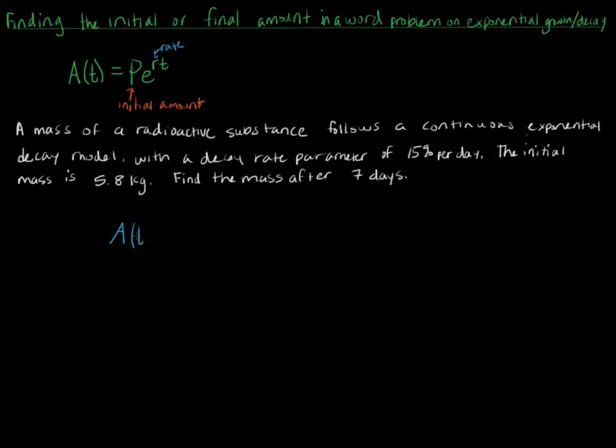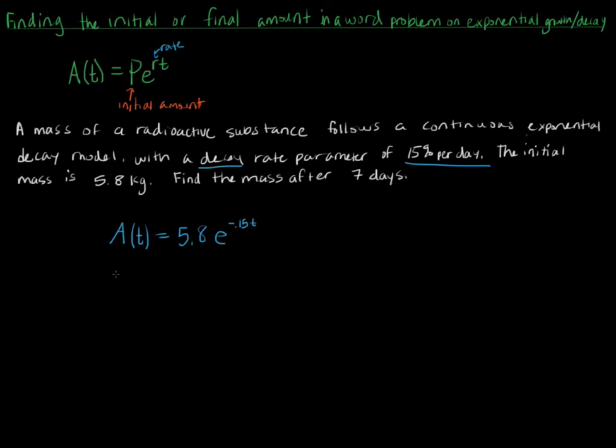The amount as a function of time is equal to P, which is the initial amount, so 5.8, times e, which is just a number, times the rate. So the decay rate parameter is 15% per day. This is decay, which means that we're going down by 15% every day. So it's negative 0.15, which is 15% as a decimal, times t. Decay always goes down, so it's negative, and growth always goes up, so it's positive.